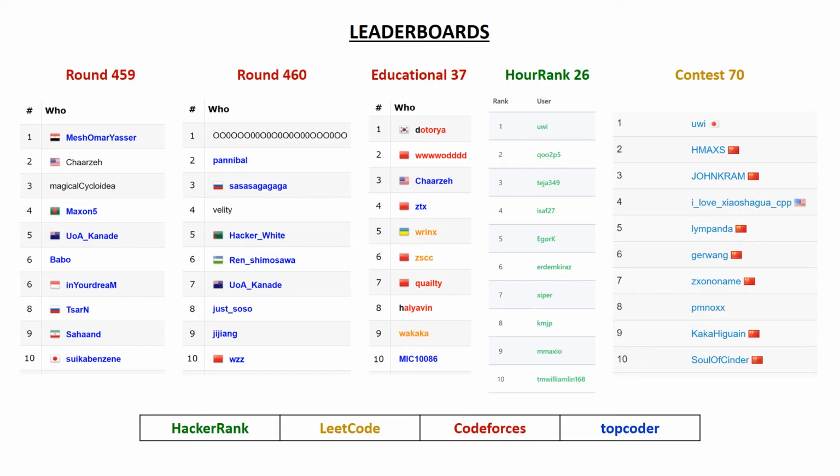So here are the top 10 leaderboards for each of those 5 contests. Note that round 459 and 460 were only for Division 2 on Codeforces. And I guess notably this week, Yui took the top spot in both the HourRank and the LeetCode Contest 70.